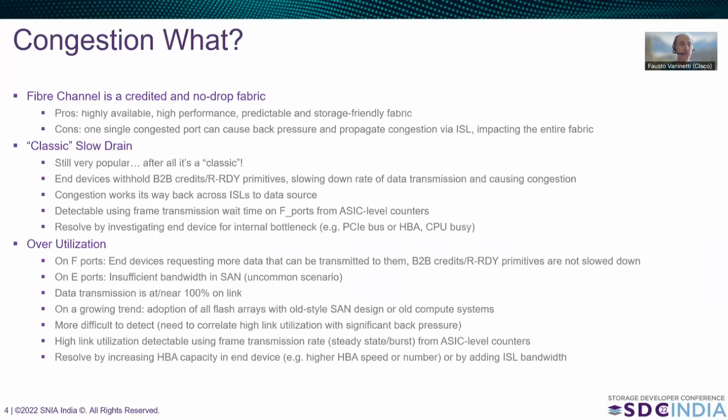The other scenario for congestion in a storage area network is called overutilization. On F ports, this means that end devices would be requesting more data than can be transmitted to them. But buffer-to-buffer credits and receive-ready primitives are not slowed down and would behave normally. On E ports, overutilization means there is insufficient bandwidth in the storage area network. Now, this scenario is quite uncommon, but theoretically absolutely possible. So in both cases, data transmission will be at or near 100% of the nominal link speed.